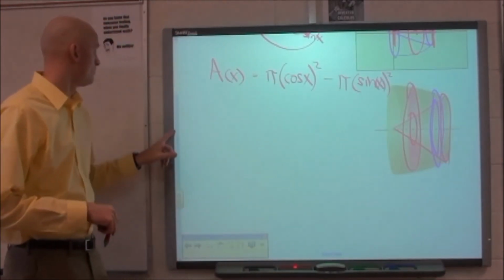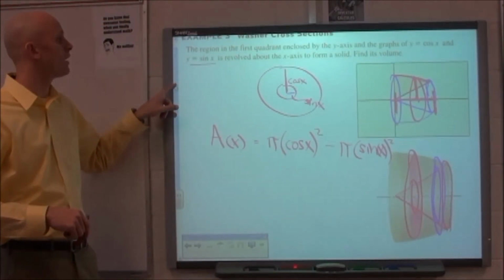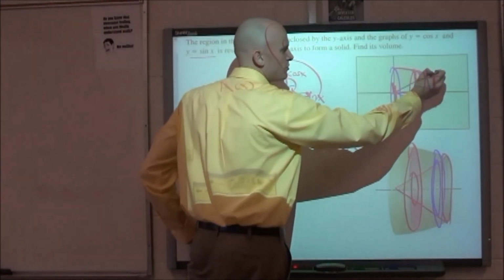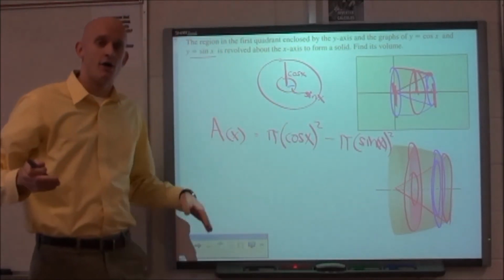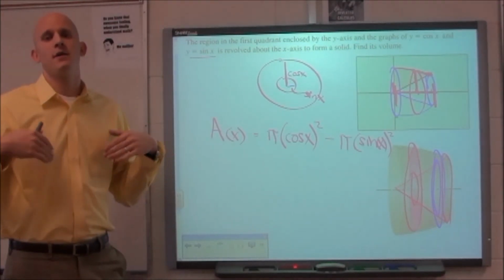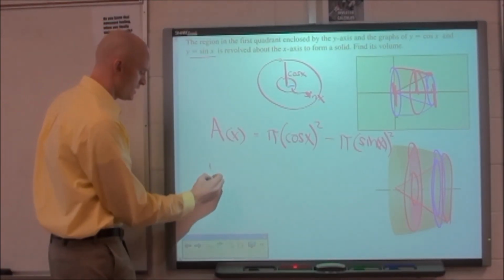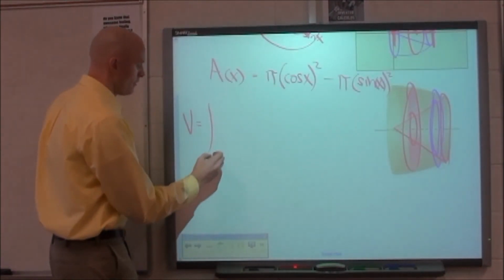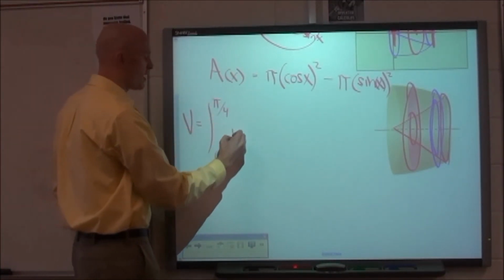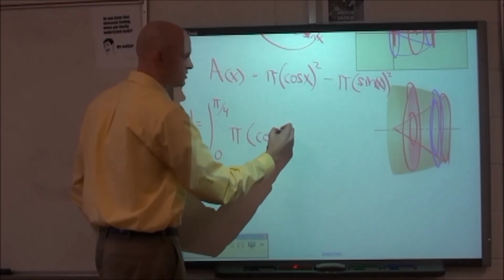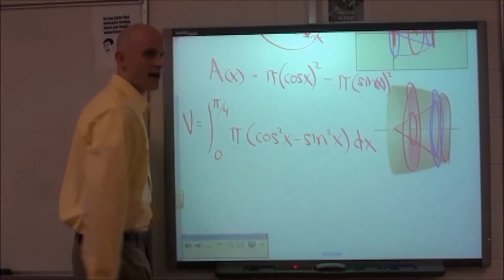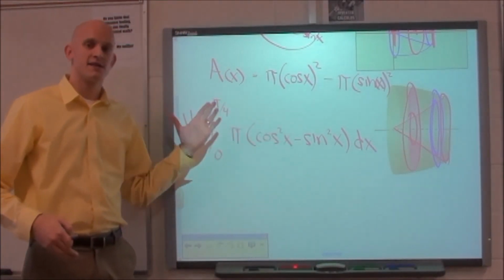Plugging this into our formula, we can see that we are going to integrate from 0 up to the point where they intersect. Now, you knowing the unit circle very well, you know that sine and cosine are equal at pi over 4. So we are going to integrate to find the volume from 0 to pi over 4 of this function. If I factor out a pi, it would be cosine squared of x minus sine squared of x, and that is dx. This is the setup of the problem.